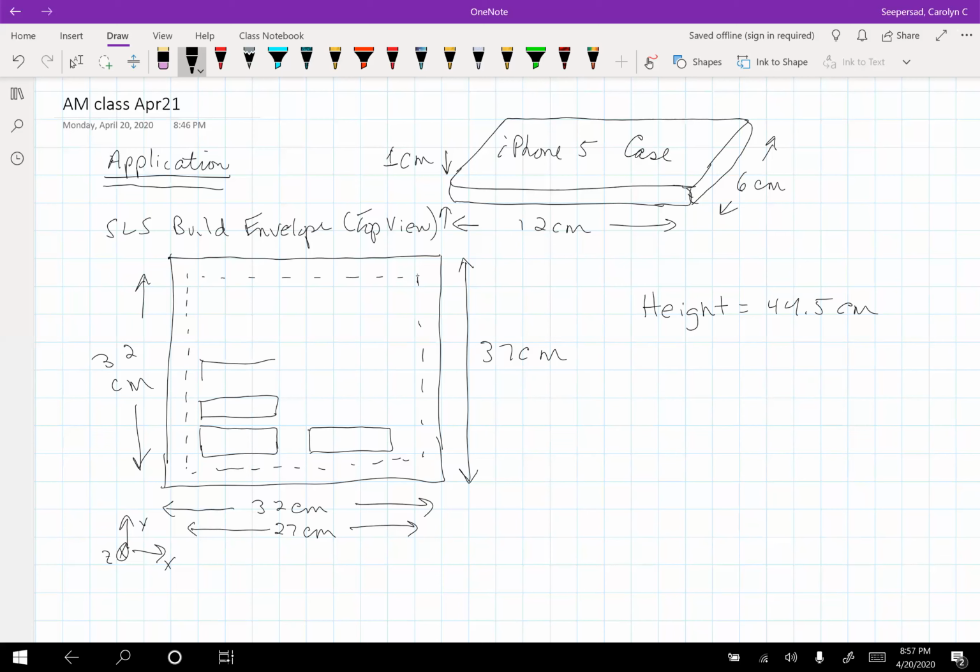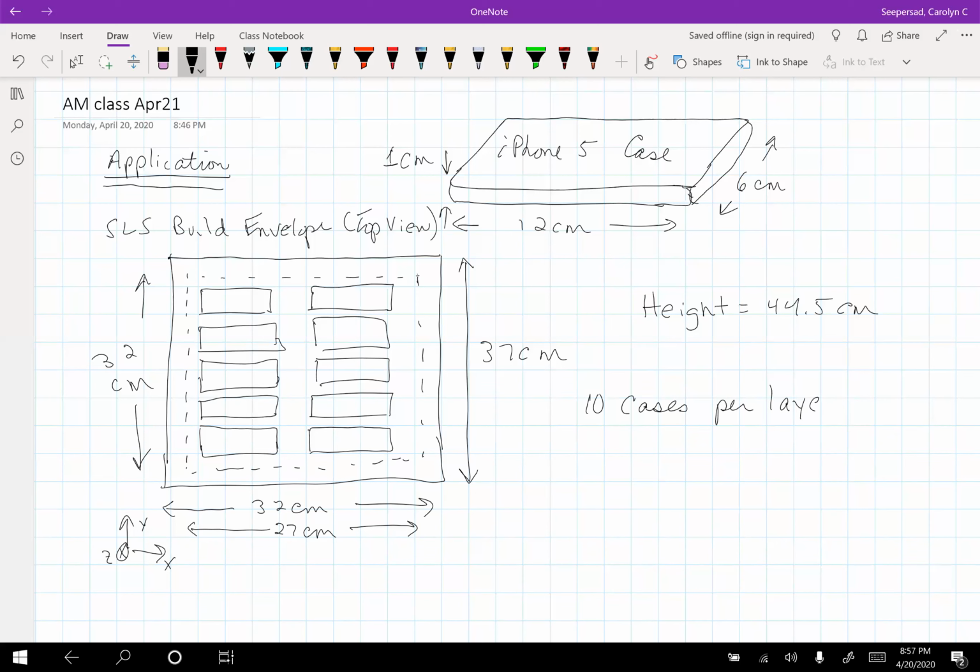There's 1, 2, 3, 4, 5, right? We'll do the same thing over here. Okay. And so that means with every layer of these, we can fit 10, so 10 cases per layer. And if they're a centimeter tall, we probably should have 2 centimeters per layer of build height, just to be careful, right? To leave some space above and below each case.